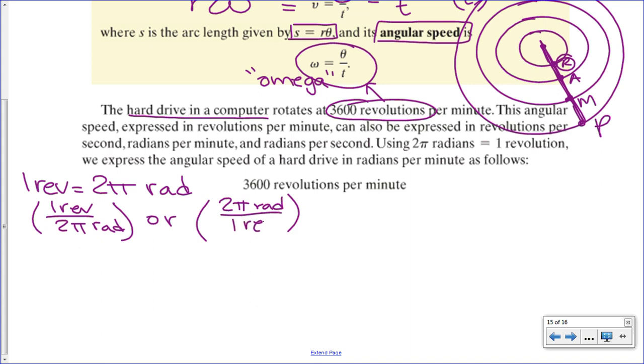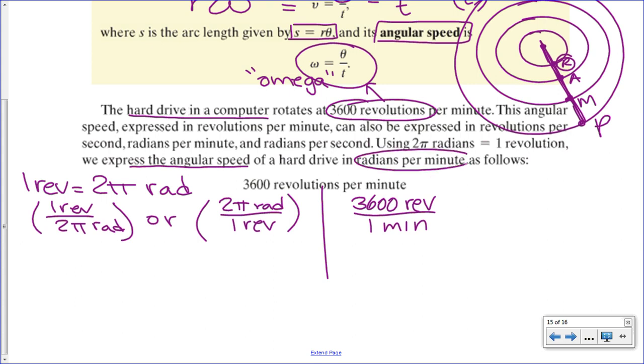over 1 revolution. So since we have 3,600 revolutions in 1 minute, and we want to convert this to, let me see, express the angular speed of a hard drive in radians per minute, we're going to multiply by which unit conversion factor? 1 or 2? 2, right? Because we want to cancel revolutions. And you guys already told me, you just multiply by 2 pi.